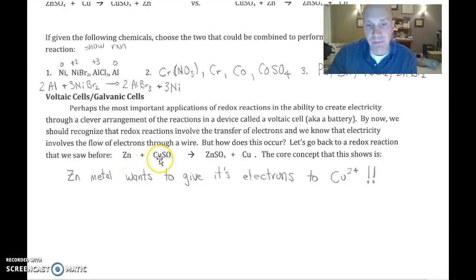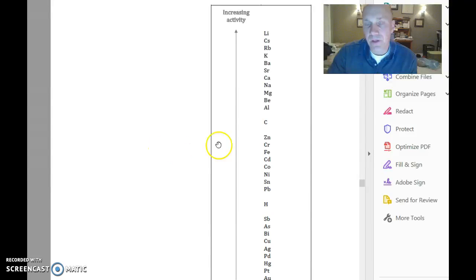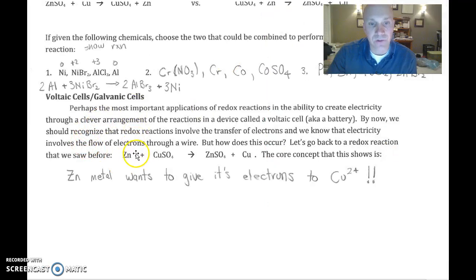And the reason that it happens in this direction is if you look at the activity series, we find both zinc and copper, you can see that zinc is higher. And what that means is that zinc would prefer to get oxidized much more than copper would prefer to get oxidized. So if we allow copper ions to get reduced in the presence of zinc metal, that reaction should occur. And that's exactly what this reaction right here shows.